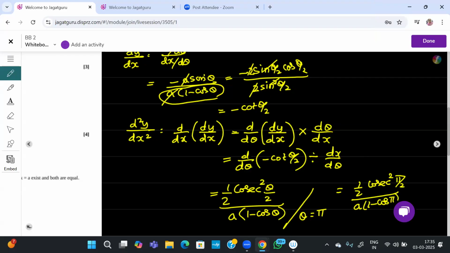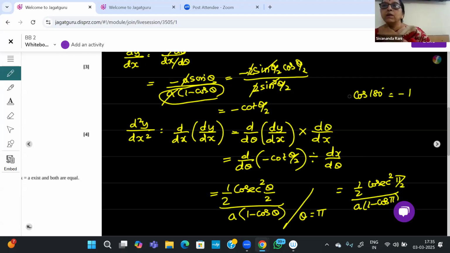Minus 1. Cos 180. Cos 180 value you should remember. Cos 180 is minus 1. Remember, cos 0 is 1. Cos 180 is minus 1. And cos 360 will be again plus 1. And cos of 540 will be minus. Like this, it will be oscillating, whereas sin 0, sin 180, all these will become 0.